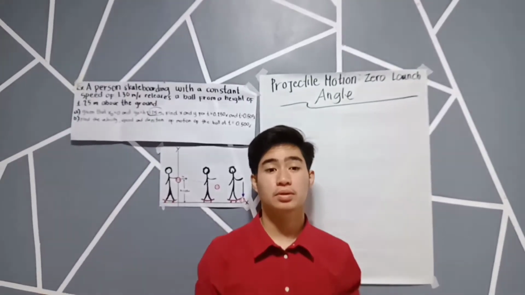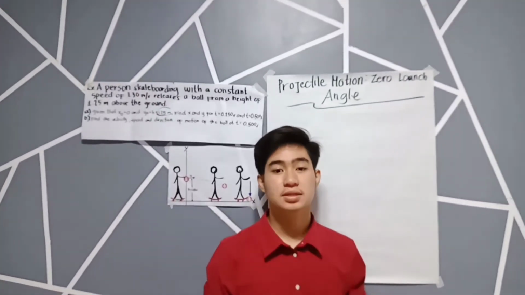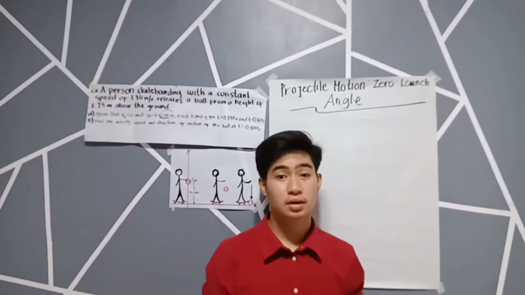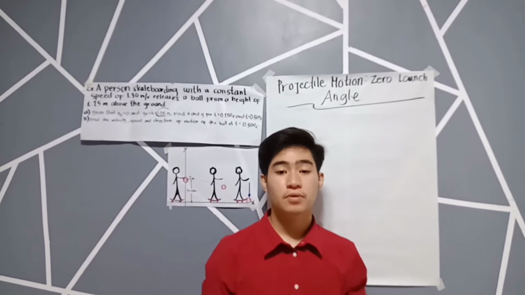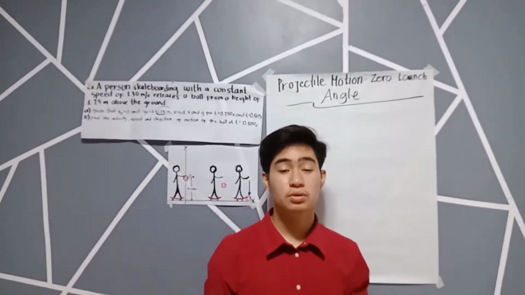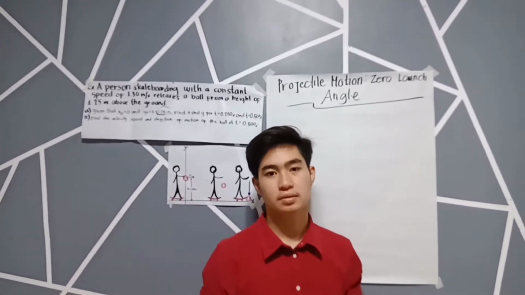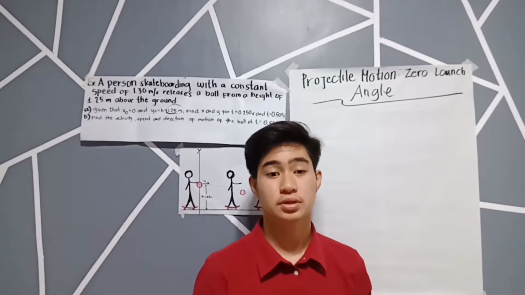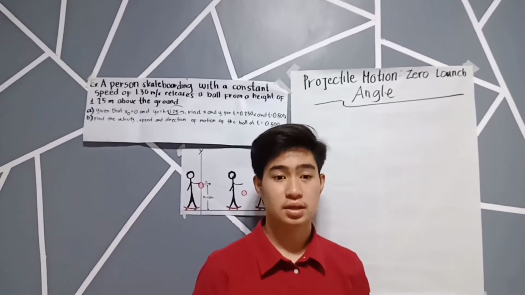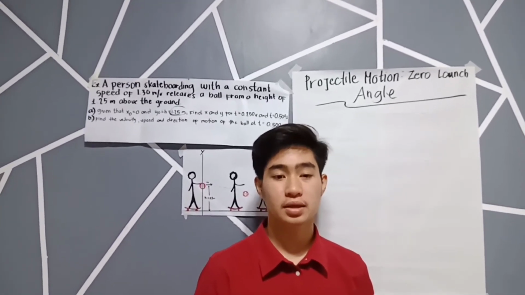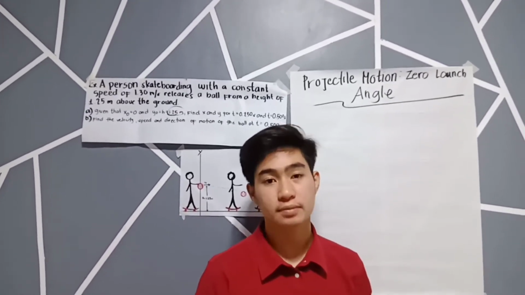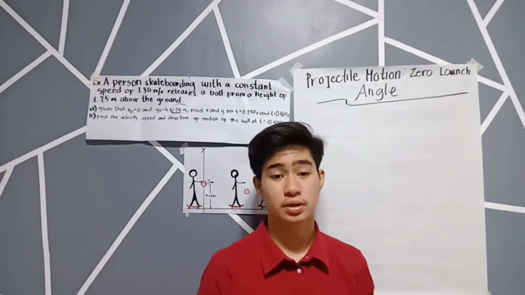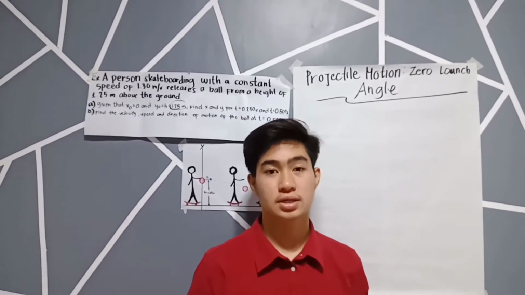So let's talk about projectile. A projectile is an object that is thrown, kicked, or launched into motion and then allowed to follow a path determined solely by the influence of gravity. In this, we have assumptions: no air resistance, the acceleration due to gravity is constant downward and equals 9.81 meters per second squared, and the Earth's rotation is ignored.